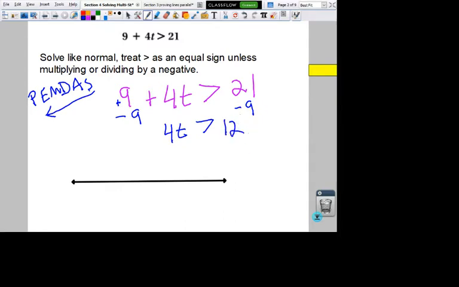Alright, let's keep going. Kinsey, what am I going to do next to solve? Divide by 4. We're going to divide by 4 on both sides. I'm going to get t is greater than... when I have 12. T is greater than 12.